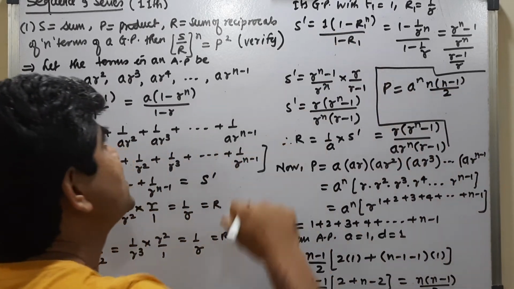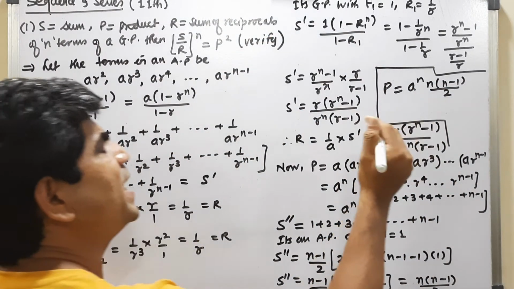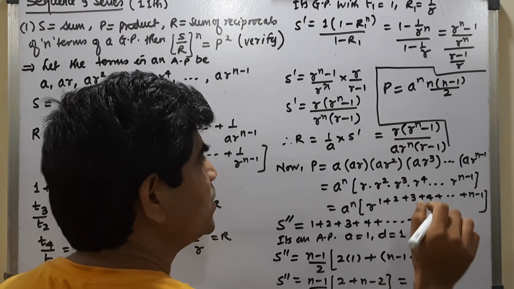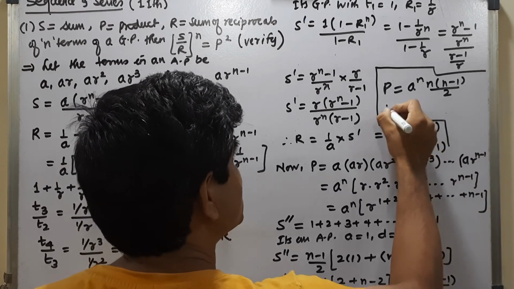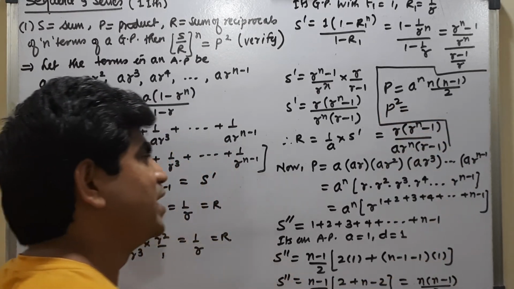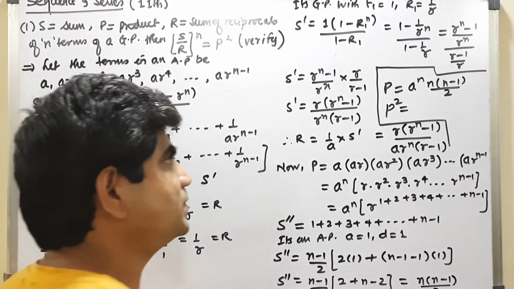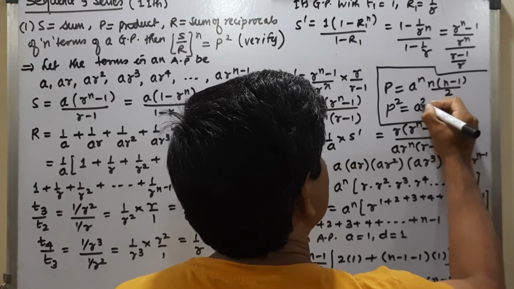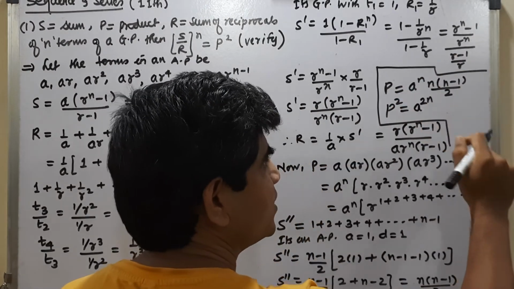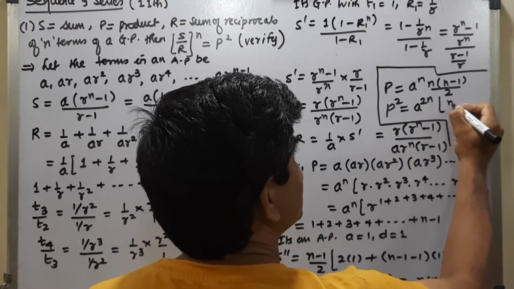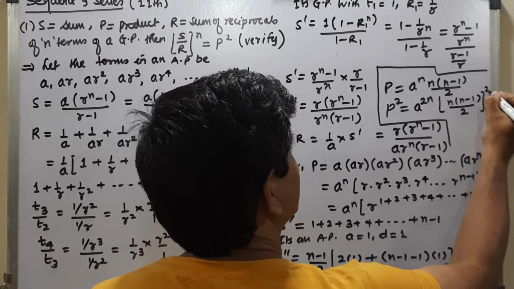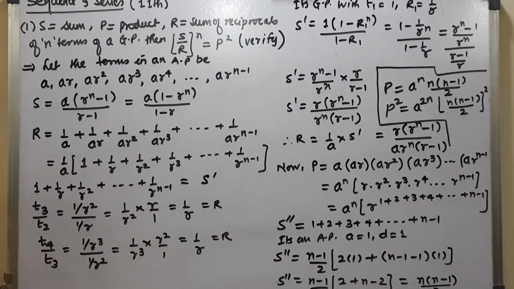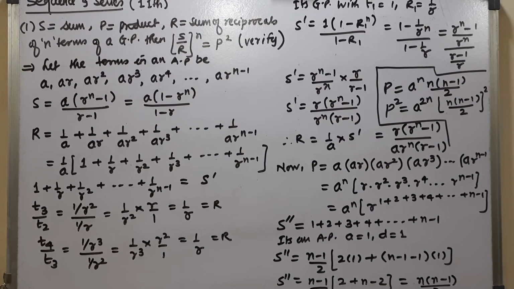Okay, now you can see here it is square of P, so I will do that also over here and keep it ready. So here when I get P square, P square will obviously be a raised to 2n, that is whole square, into n into n minus 1 by 2 the whole square. Now I just have to establish the relationship between them.